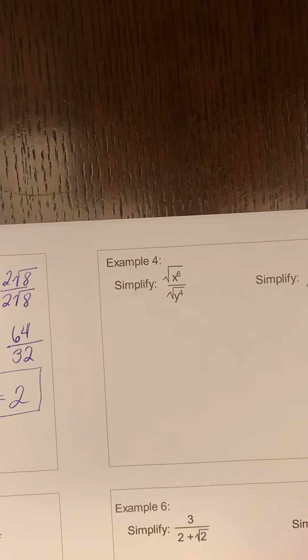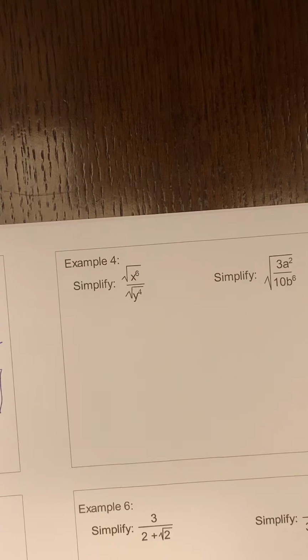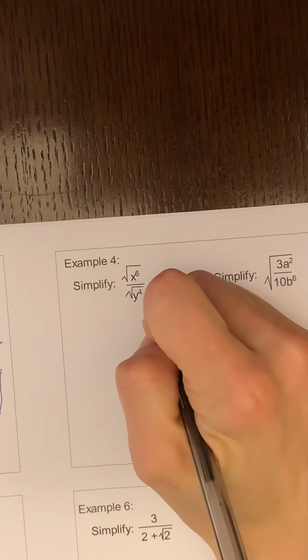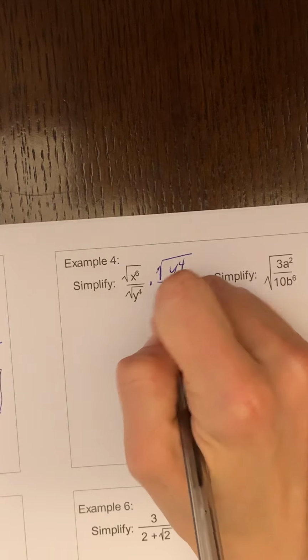Okay. All right, let's look at some of these with variables and numbers. And again, on this one, I am going to skip this one, so you're going to try the other one. So we're going to multiply by the denominator. So we multiply by the square root of y to the 4th power.